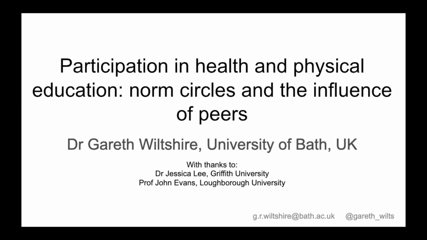So, participation in school-based physical activity, norm circles, and the influence of peers. What I think really the point of this is, if I was going to break it down really quickly with a quick summary, it would be about perhaps a gap in the literature which doesn't address how important friends are in people's engagement with PE, health and PE in lessons, but also in school sport more broadly. And secondly, the theoretical use of norm circles, which I can elaborate on soon.